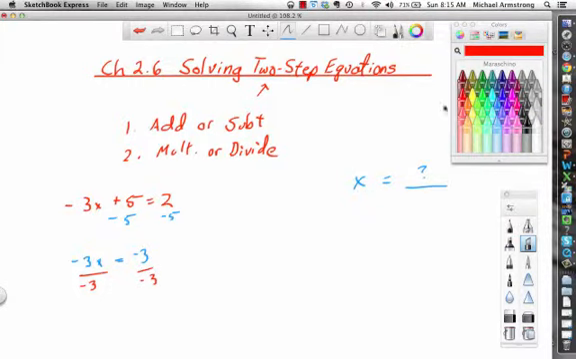Negative 3 divided by negative 3, and we get something pretty easy to look at. This cancels out and it leaves x, and negative 3 over negative 3 is 1 over 1, so it's just actually positive 1. X equals 1.